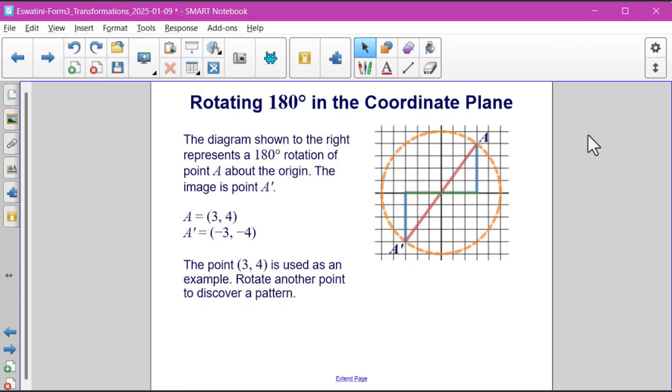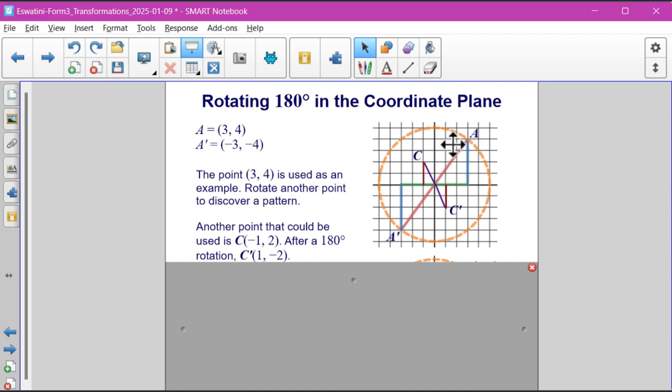Now let's look at rotating a figure 180 degrees in the coordinate plane. The diagram shown to the right represents a 180-degree rotation of point A about the origin. Our image point is A prime. The coordinates of point A are 3, 4, and after rotating it 180 degrees, the coordinates of point A prime are negative 3, negative 4. This point, 3, 4, is used as an example. Rotate another point to discover a pattern.